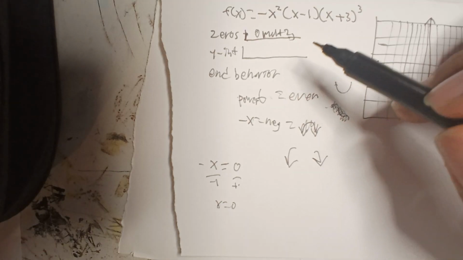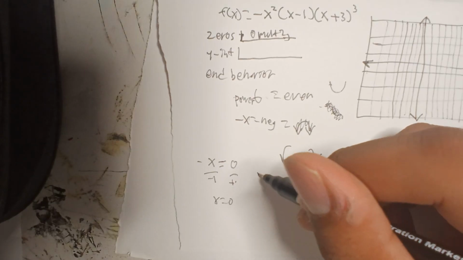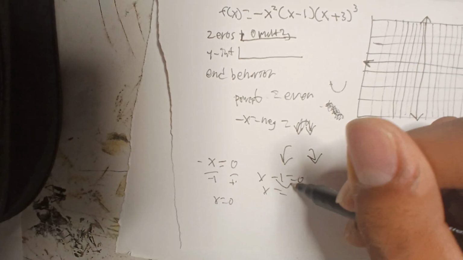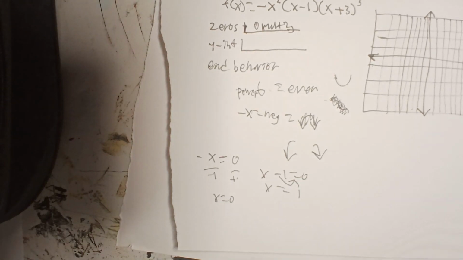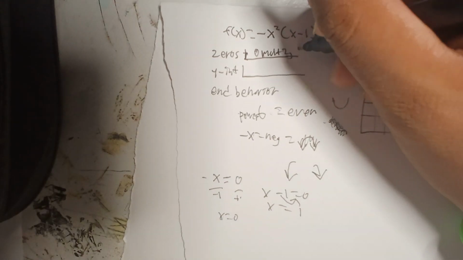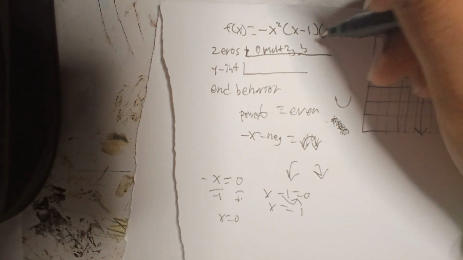Nice. Now we're gonna move on to the next one, x minus 1. x minus 1 equals 0, so when you move that over, x equals positive 1. We're going to add that now. 1 is also a solution.